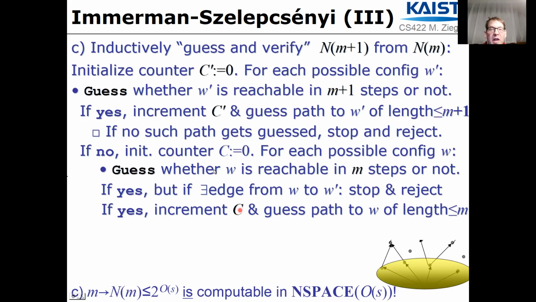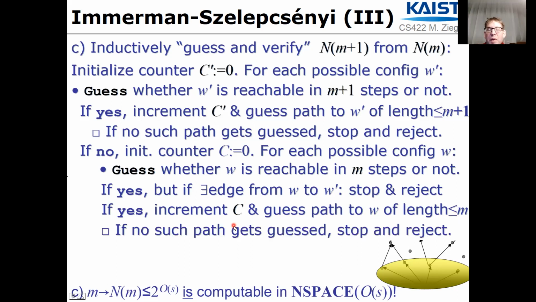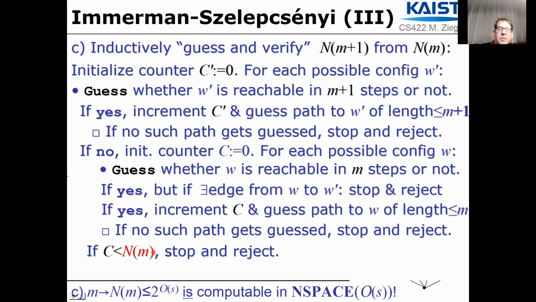Frequently, we're going to increment that counter and guess a path from the start vertex to W of length at most n. And if that fails, then we're going to stop and abort this case. So what has happened so far? When we reach that point, it means that we have correctly guessed that W is indeed reachable in m steps, and we've verified that, and we've incremented the counter so that at the end of this inner loop, we can check whether all the guesses made in the inner loop have been correct by, again, comparing the counter to the actual value, which we suppose to have been correctly computed.